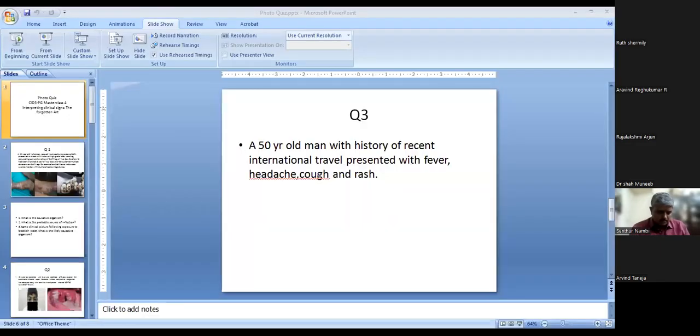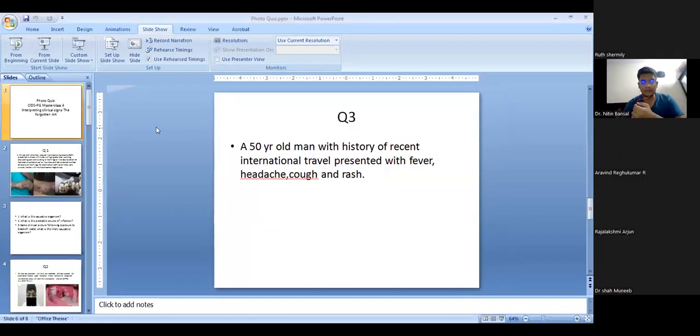Can you enable screen sharing? You are able to share your screen, sir? You should be able to share your screen now. Yeah, now I can. Yes. Okay. So we will straight away go to the quiz part.